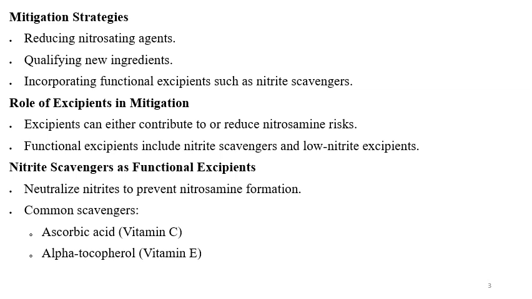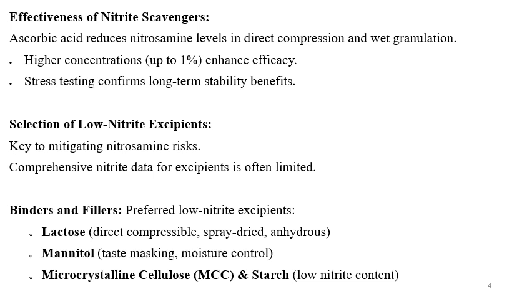Nitrite scavengers as functional excipients. You can use some excipients to neutralize nitrites to prevent nitrosamine formation. Common scavengers are vitamin C, ascorbic acid, and vitamin E, that is alpha tocopherol. Some studies have found that these vitamins can reduce nitrosamine formation. Other materials are also there, like some basifying agents, which reduce the acidic environment to neutral or basic, so that the chances of nitrosamine formation can be reduced.